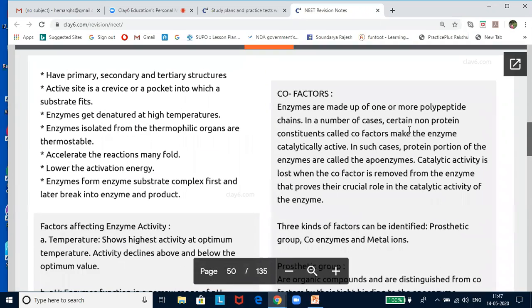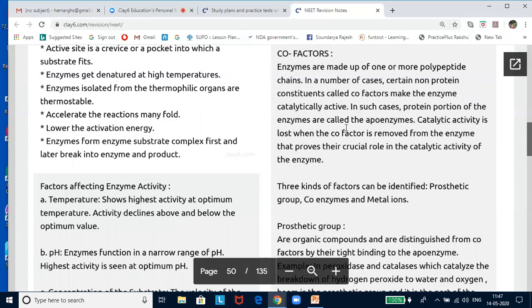Now, there are some things you have to know which are given in your books, that are very important with reference to enzymes. One is the cofactors. Enzymes are made up of one or more polypeptide chains. In a number of cases, certain non-protein constituents called cofactors make the enzyme catalytically active. In such cases, the protein portion of the enzyme is called the apoenzyme. Catalytic activity is lost when the cofactor is removed from the enzyme. That proves their crucial role in the catalytic activity of the enzyme.